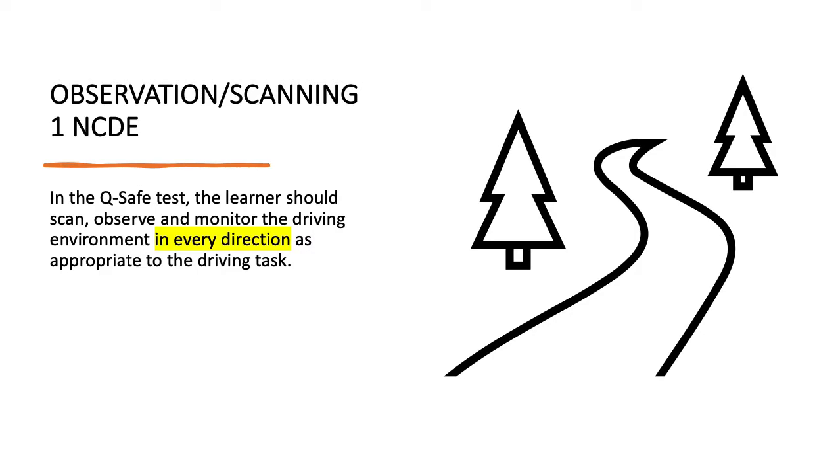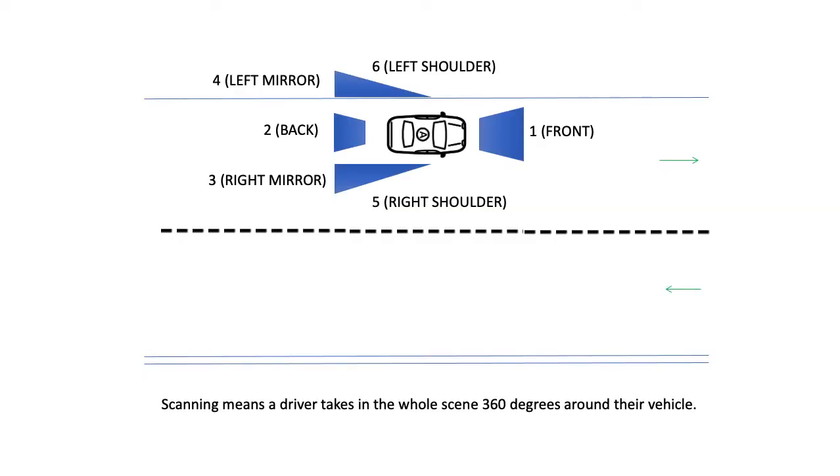So the first error he got was a non-critical for observation and scanning. In the Q-Safe test, the learner should scan, observe and monitor the driving environment in every direction as appropriate to the driving task. Here we can see a driver going down the road, and we've got the front, the back, the right and left mirror and the right and left shoulder, also known as head checks. And scanning means the driver takes in the whole scene 360 degrees around the vehicle.